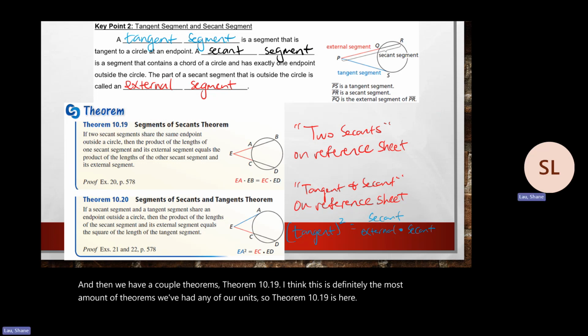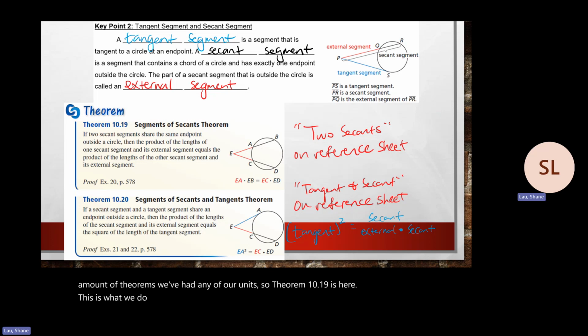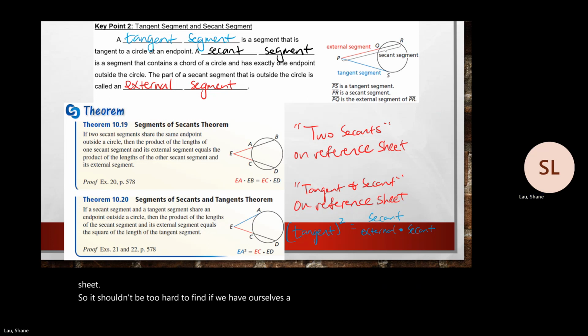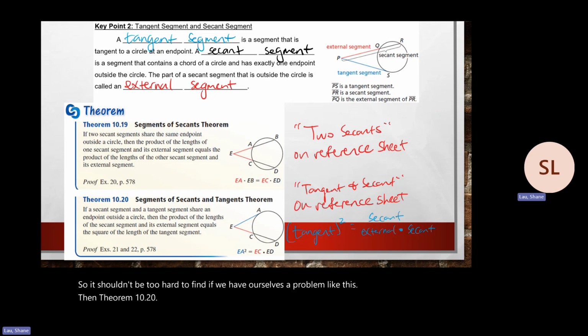This is what we do for segment of secants. Here is the two secants box on our reference sheet, so it shouldn't be too hard to find if we have a problem like this. Then theorem 10.20 is going to be this tangent and secants box on our reference sheet. Make sure you know the difference between those two.